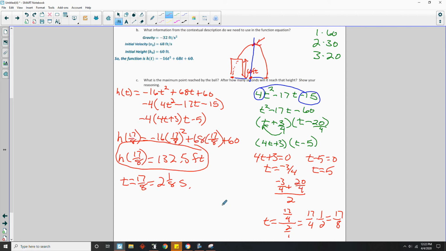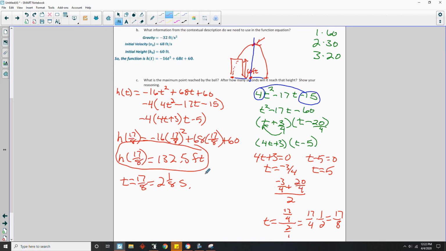And now it says, show your reasoning. Well, I just did. All right? You could also have used the vertex formula, but it's a little bit tricky completing the square with such numbers and factoring and all that fun stuff.